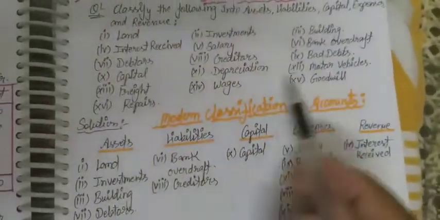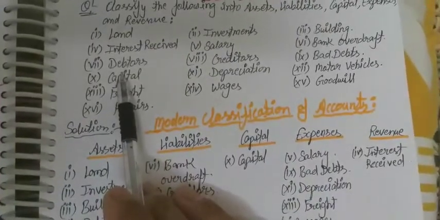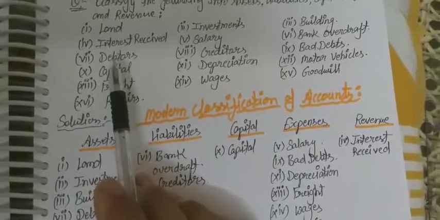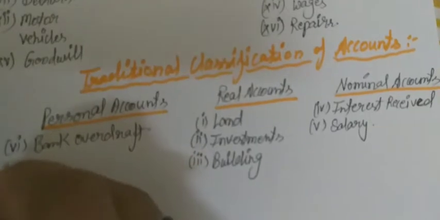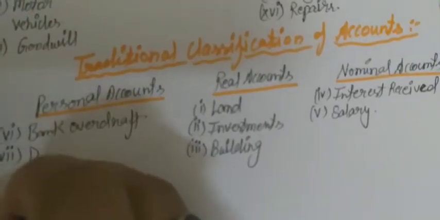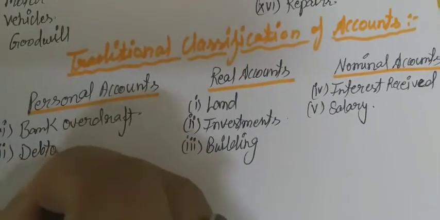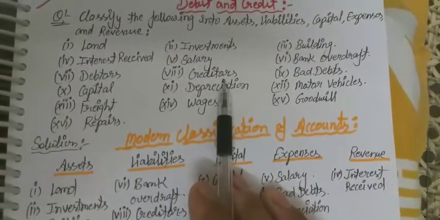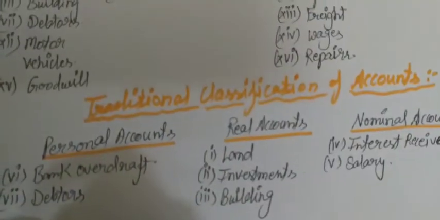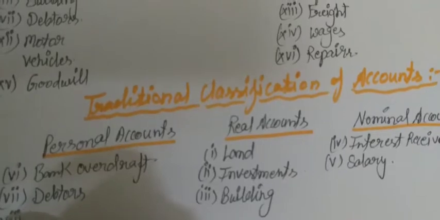Okay. Next one is debtors. It is an asset, but debtors are persons as customers. So debtors are always a personal account. Next one is creditors. Creditors are also related to a person, so that's why it is also a personal account.